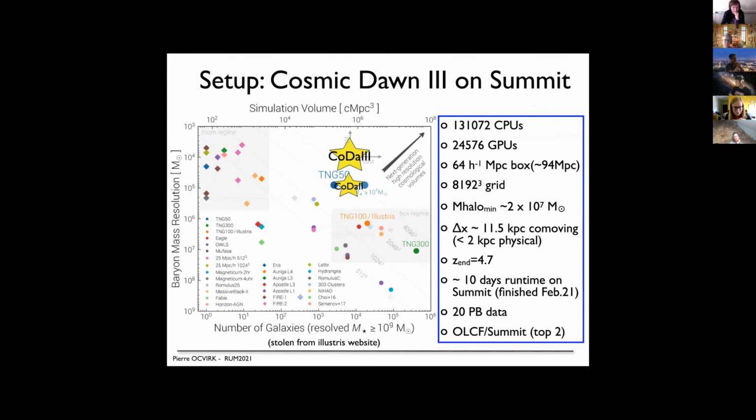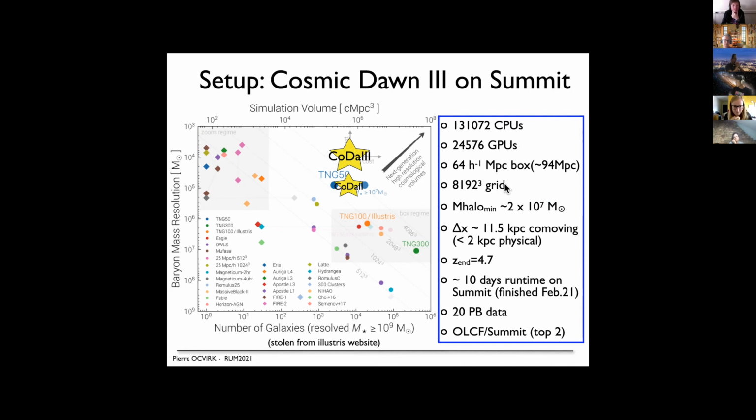So for Cosmic Dawn 3, I plotted here a plot I took from the Illustris website, where you see essentially the resolution in Y against the volume in X, plotted with a number of well-known simulations. So CODA 2 is somewhere here, and Cosmic Dawn 3 pushes the resolution by a factor 2 in spatial resolution, a factor 8 in mass resolution. This required going to a new supercomputer, which is Summit, the replacement of Titan, to be allowed to run such a big simulation.